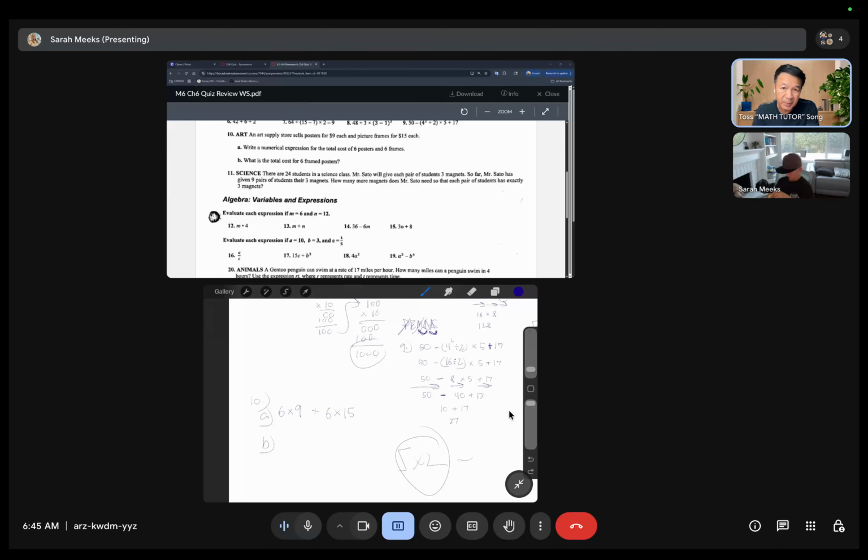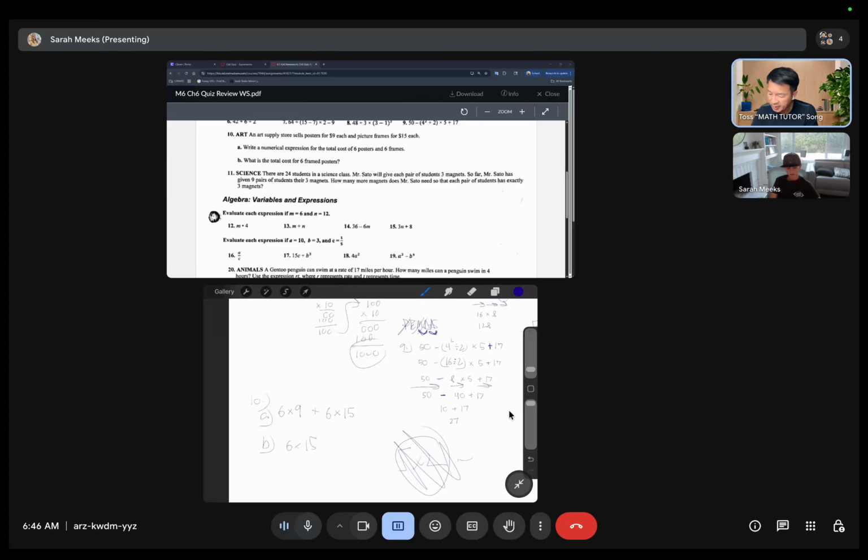Total cost of 6 posters and 6 frames. There you go. So write a numerical expression. It doesn't say get the answer or write the total cost. So you don't compute this. You don't multiply. You don't do PEMDAS on it. That's how I see it for A. But B, you do have to do the work. It says, what is the total cost for 6 framed posters? So it's just 6 times, what is each frame again? It's $15 each. So this is the only operation based on what I can tell for B.